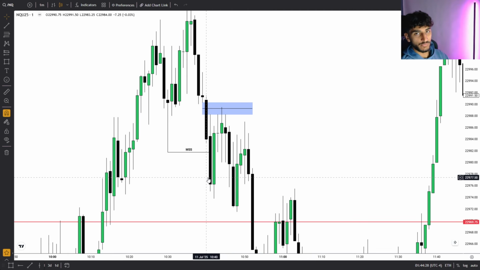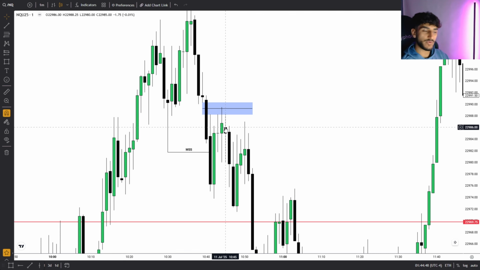Then the thing that we're waiting for is our entry point. Our entry point is going to be a retracement into this fair value gap right here. As you can see, price does retrace into that fair value gap at 10:44. But we have a problem. The problem is it's not in our macro time, okay? So we do not take the trade, we wait.